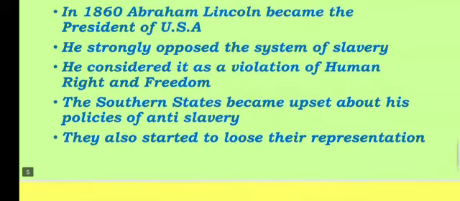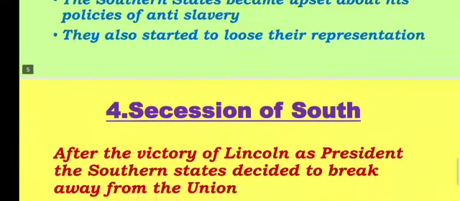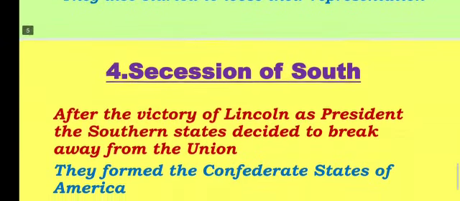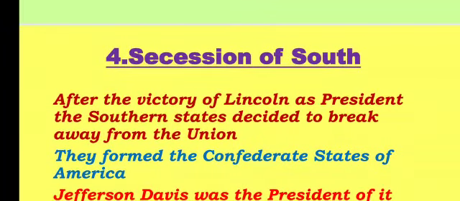The southern states became upset with the policies of Abraham Lincoln, because they understood that he would continue his policies and slavery would be abolished, which may affect their plantations and their economy. They also started to lose their representation in the government. So all this made them upset, and they took a decision to break away from the Union.